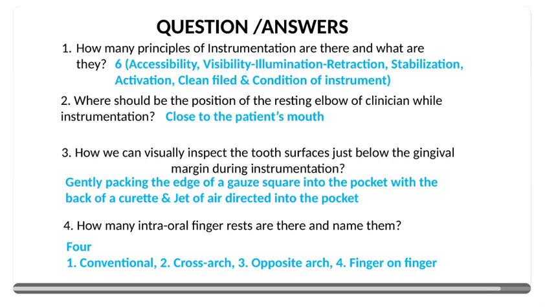Question 4. How many intraoral rests are there, and name them? Answer: 4 intraoral rests are present. They are conventional, cross arch, opposite arch, and finger on finger.